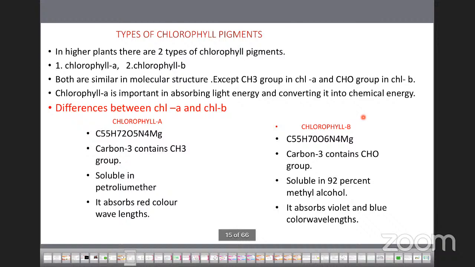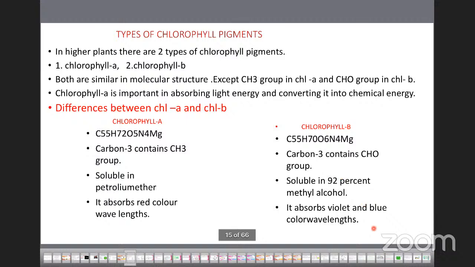The next difference between chlorophyll A and B is that chlorophyll A is soluble in petroleum ether, whereas chlorophyll B is soluble in 92% methyl alcohol. It is soluble in methyl alcohol, not in petroleum ether. The next difference between these two is that chlorophyll A helps in absorbing red wavelength light, and chlorophyll B helps in absorbing violet and blue wavelengths.